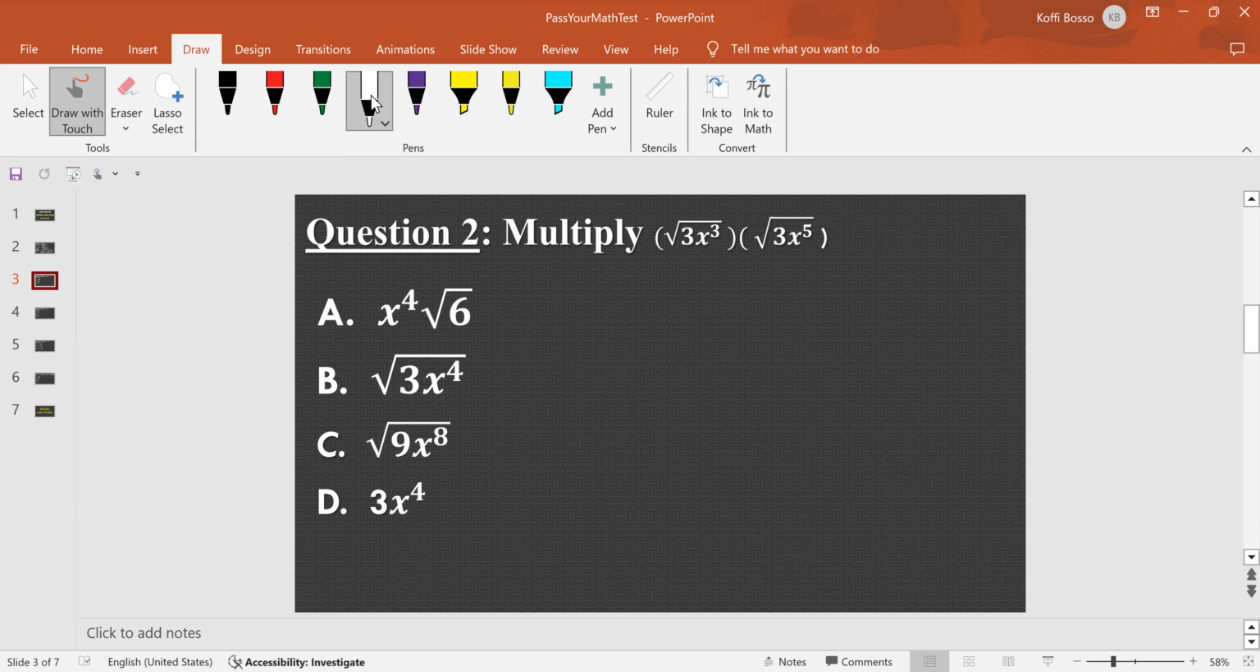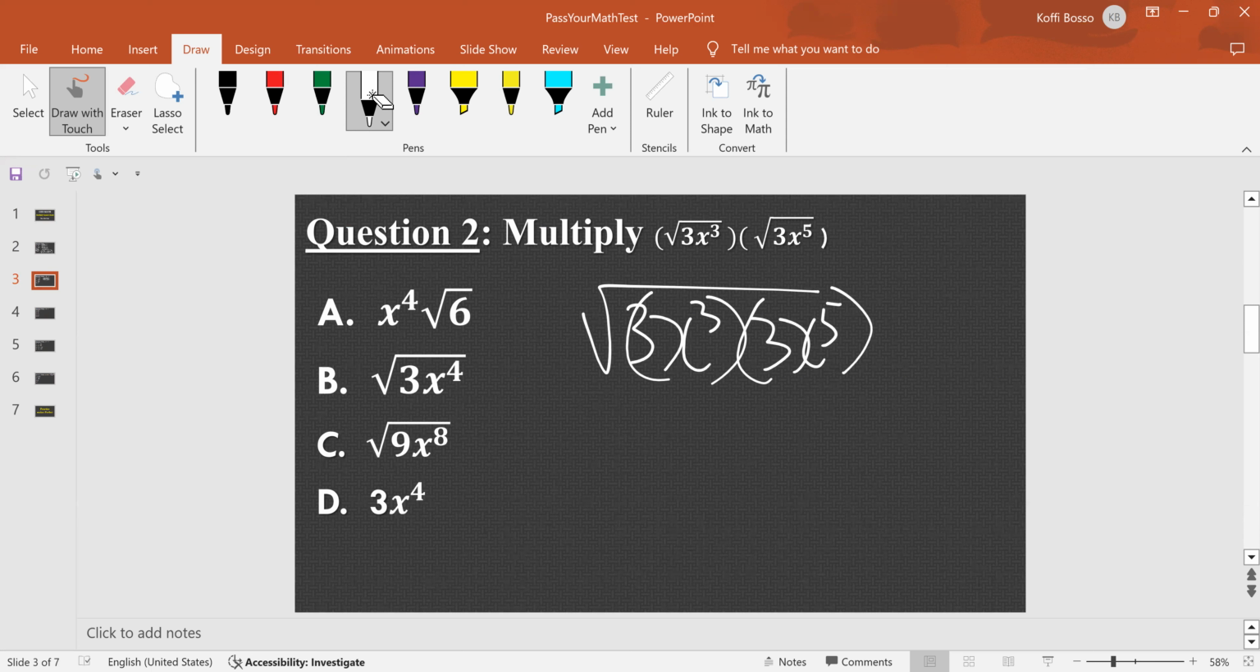Multiply square root of 3x cubed by square root of 3x fifth. Question like this, you have to understand that you can rewrite it as square root of 3x to the third multiplied by 3x to the fifth. Because the two expressions have the square root, we can write it as one square root.